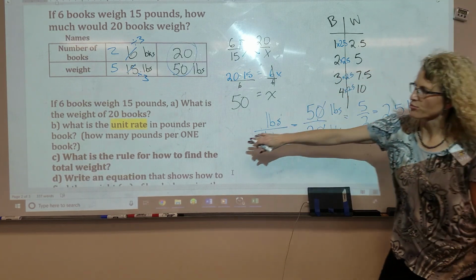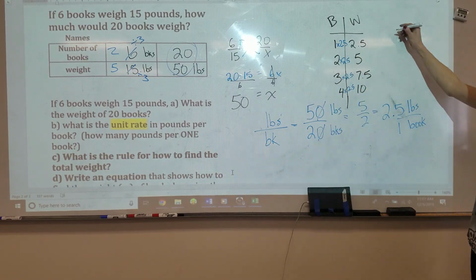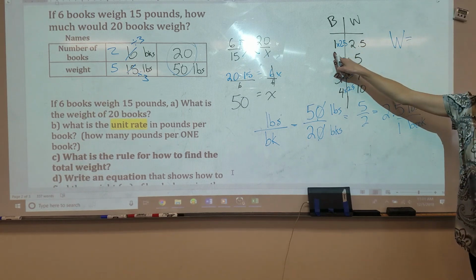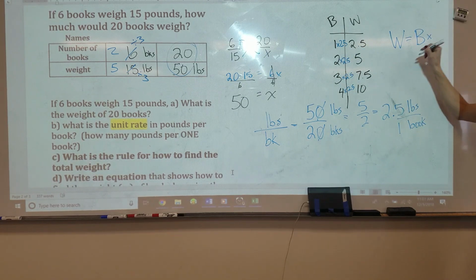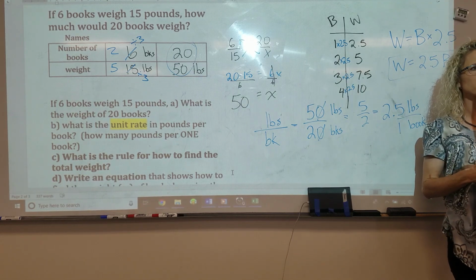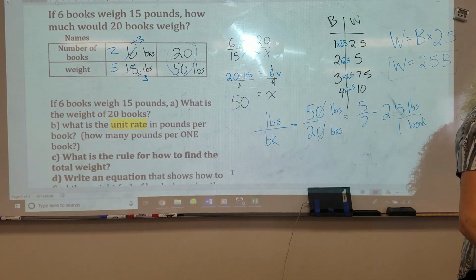Sorry, that's my rule. Part D, write an equation. I would say the weight is equal to the number of books times 2.5. I now have an equation and it uses the unit rate. I could rewrite it with the coefficient in front. Weight equals 2.5 times B. Give me a thumbs up if that mostly made sense. All right, very good. Let's do another one.